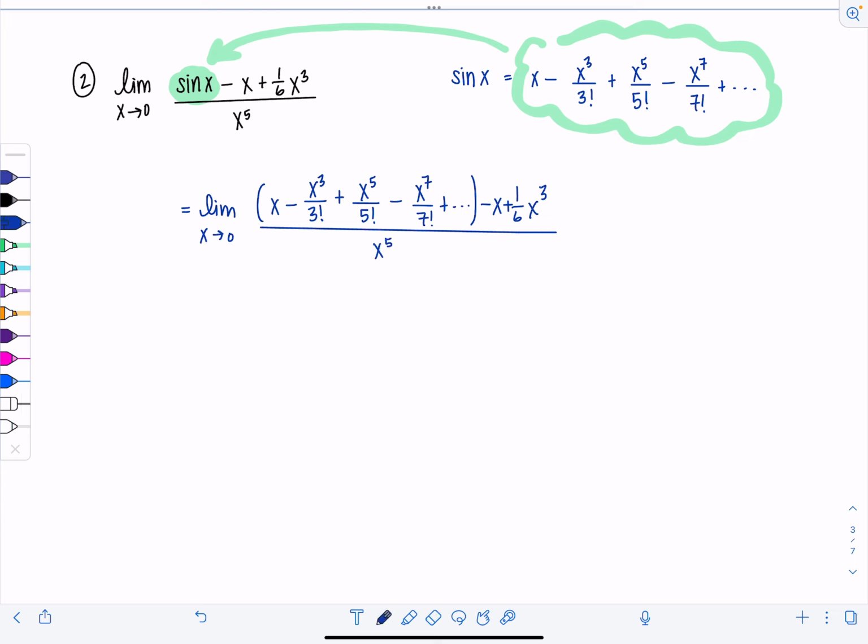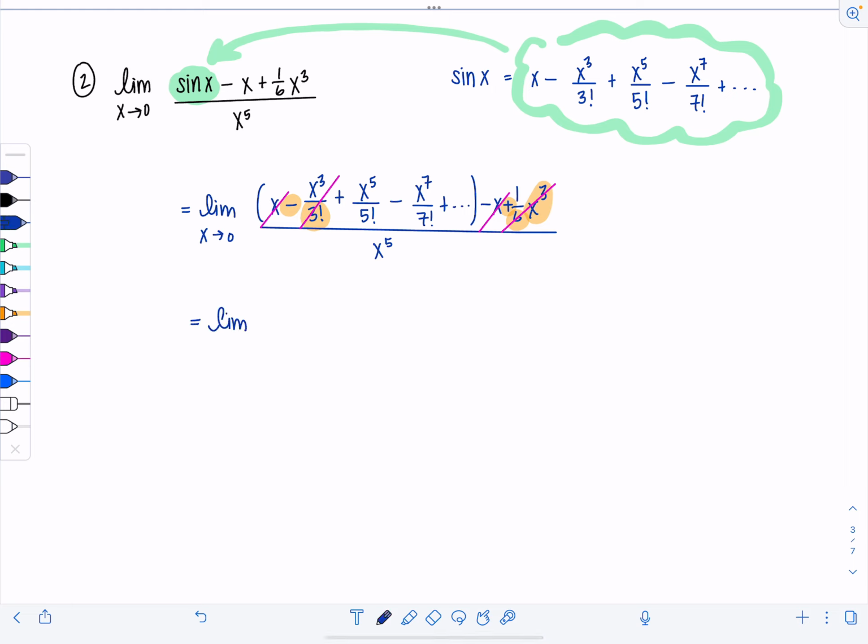Okay, anything you notice we can cancel out? Yes, look, this is x. We have a negative x. Beautiful. 3 factorial is 3 times 2 times 1, so that's 6. So I have negative x cubed over 6. Here's positive x cubed over 6. Those cancel as well. And that looks like all the cancellation I can do in the numerator.